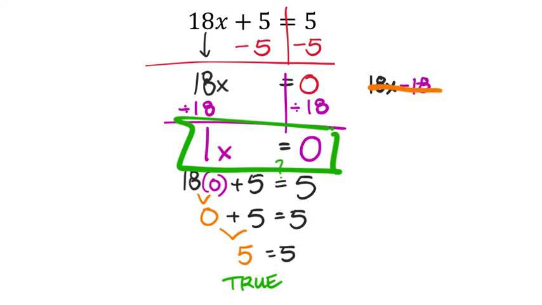All right, so 1x equals 0, that right there, again, is what we call the solution to the equation because it makes the original equation a true statement. And just remember, this is the only value of x that would make this a true statement. Any other value of x that you replace in this original equation would make it a false statement.